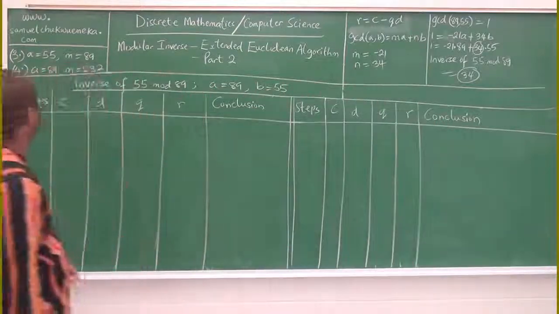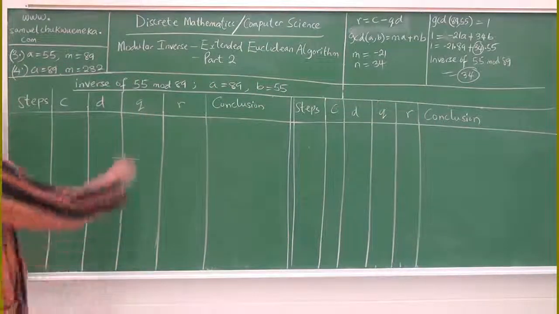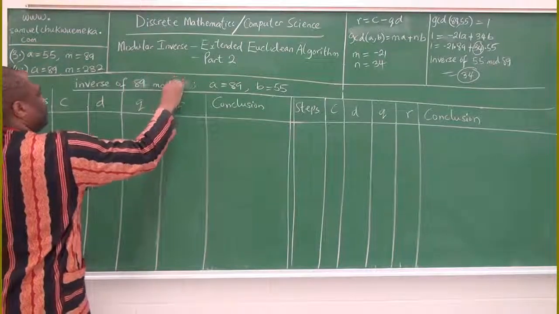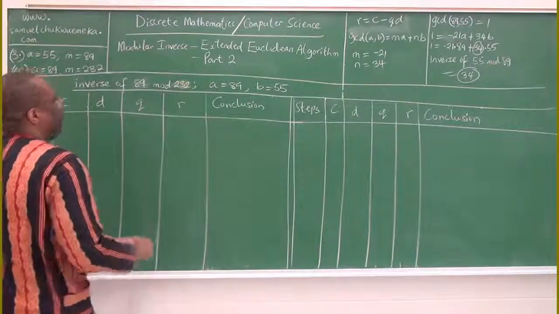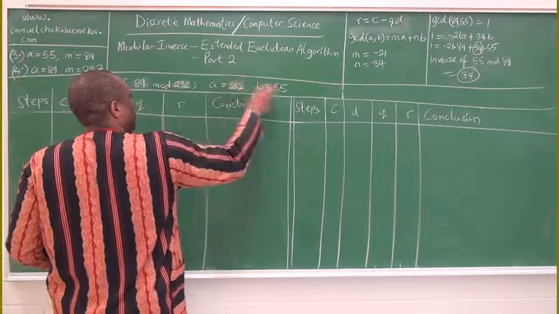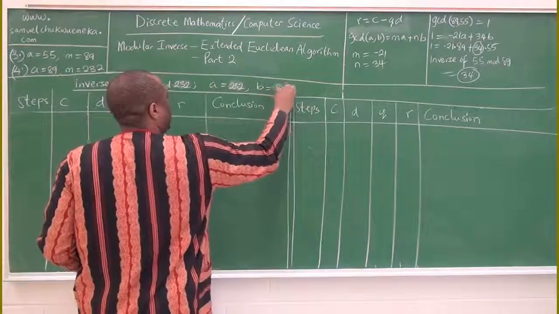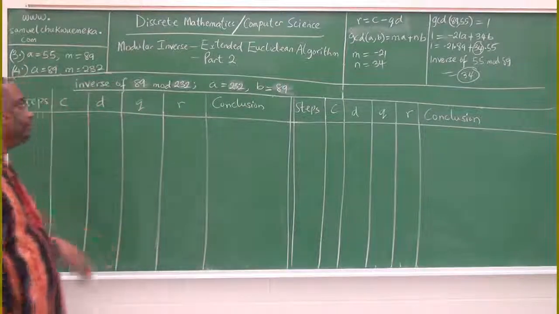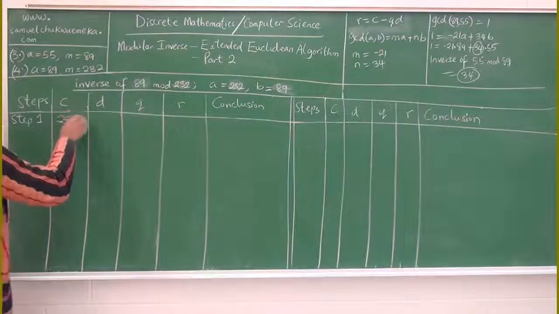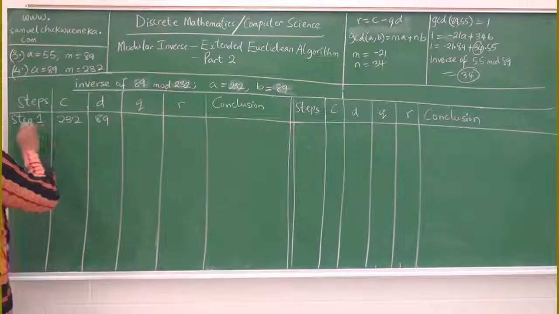All right, number 4. Inverse of 89 mod 232. Here our A is going to be 232, the bigger one, and our B will be 89. Okay? So, step 1. Step 1 is pretty much the easier step. Here our C will be what? 232, and our D will be what? 89.